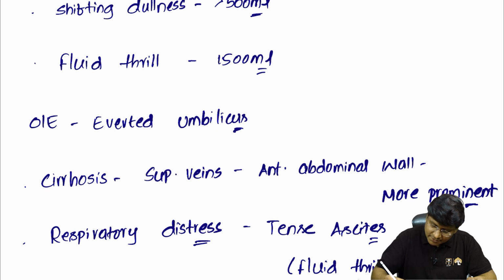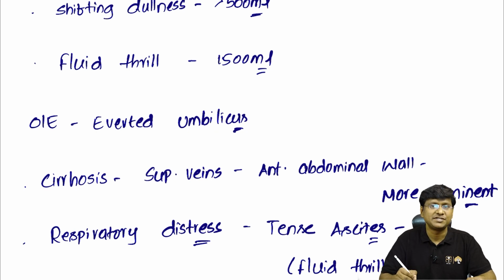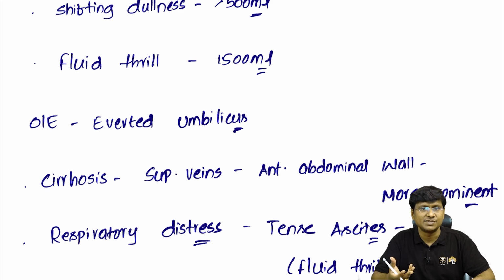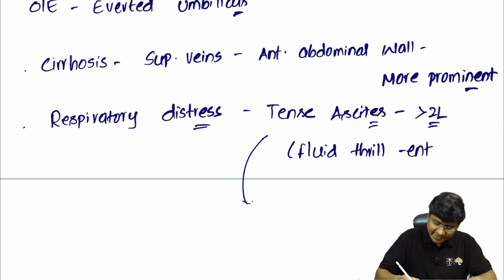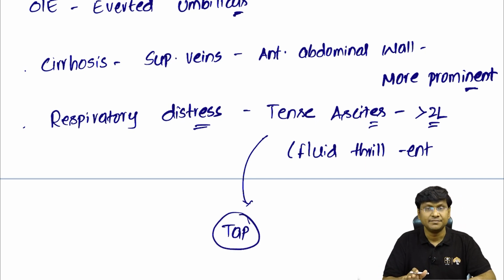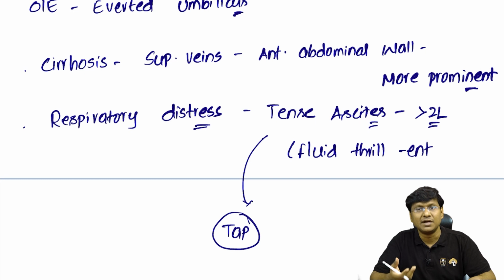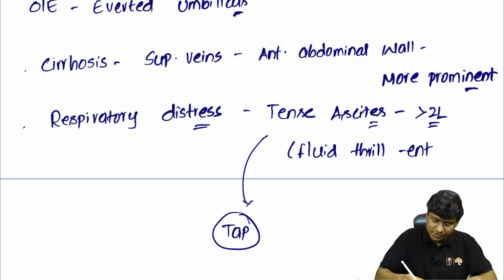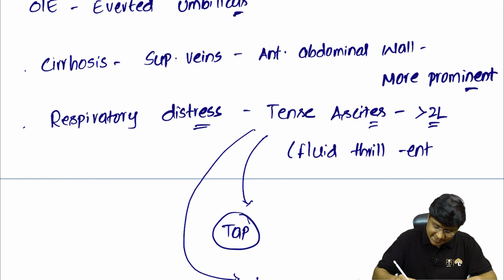Here the quantity of fluid accumulated in tense ascites will be more than 2 liters within the peritoneal cavity. Tense ascites is an important emergency, and in these patients you need to do immediate abdominal paracentesis. So you need to tap the fluid from the peritoneal cavity immediately. Otherwise, the individual can develop what is called abdominal compartment syndrome. So the complication that can be observed in tense ascites is the development of abdominal compartment syndrome.